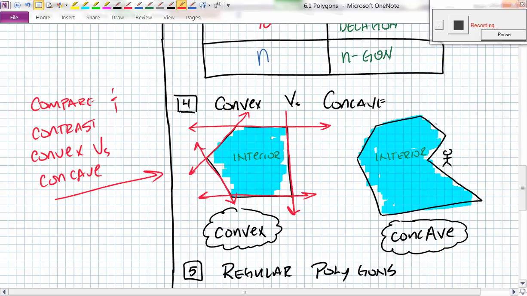If I extend this side, no problem. If I extend this side, no problem. Does anyone see the side where I run into problems? The side that forms the dent in the side of the polygon, right? So if I extend this side, now all of a sudden, check it out, I am on the inside of my polygon. So we have a name for that. That's called a concave polygon.